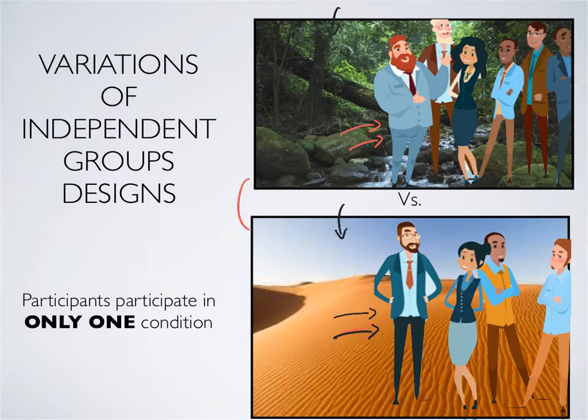So when you're dealing with independent group designs, you're comparing at least two groups, and they're experiencing two different conditions, two different levels of your independent variable. Keep in mind that they're not the same participants, right? Here you have, again, different participants. So they only participate in one condition of a simple experiment, right? A simple experiment would be 1 IV with 2 levels.